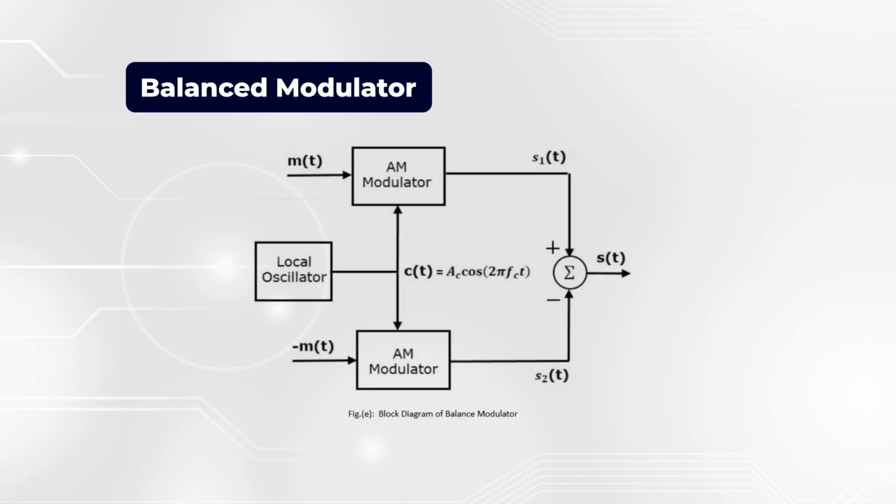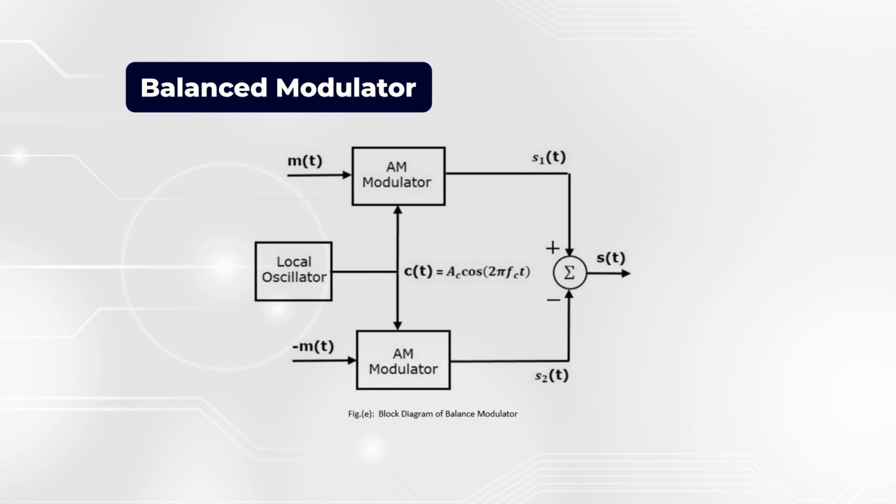The block diagram of the balanced modulator is shown in the figure. This figure consists of two amplitude modulators. The modulating signal m(t) is applied as input to the upper amplitude modulator, and the 180-degree phase shifted modulating signal, that is minus m(t), is applied at the input of the lower amplitude modulator. Another input at both amplitude modulators is the output from the local oscillator, which generates the carrier signal Ac cos 2 pi fc t with amplitude Ac and frequency fc.